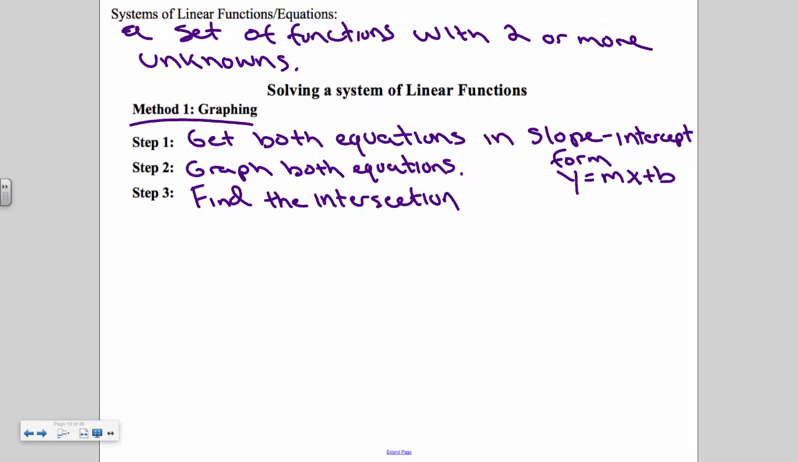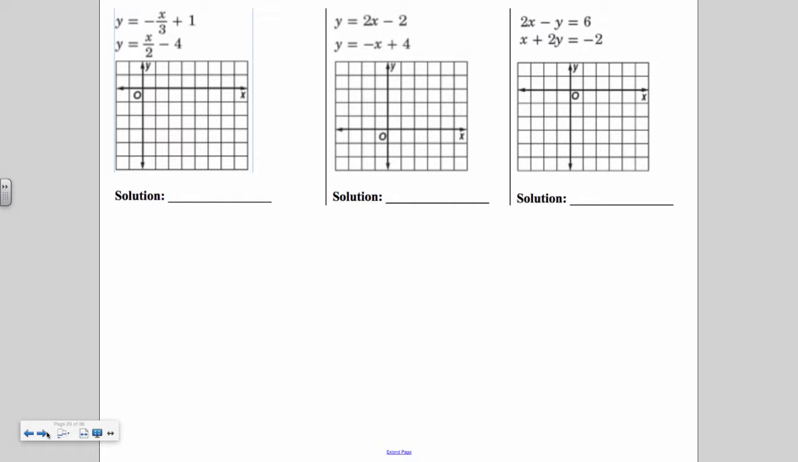The intersection is what we call the common point. What is common about both of those functions or equations? What point do they share? Looking at these first 3 examples, the first one might be written a little bit differently, but whenever you see something like that, it's the same as writing y equals -1/3x plus 1. The second equation would be then y equals 1/2 x minus 4.